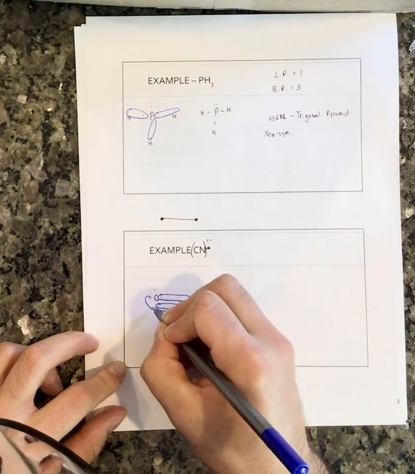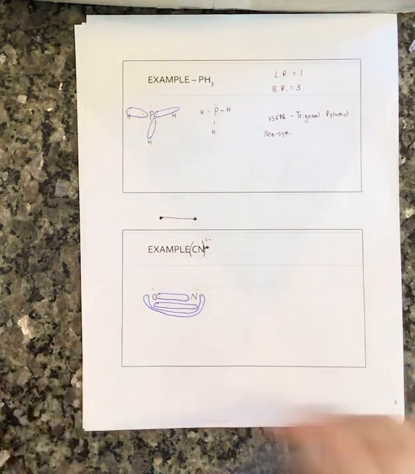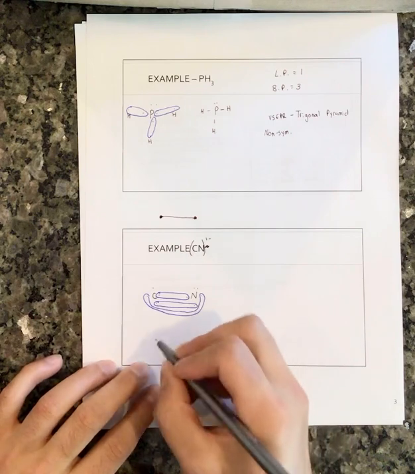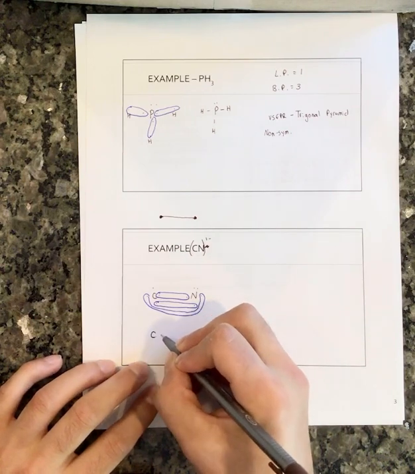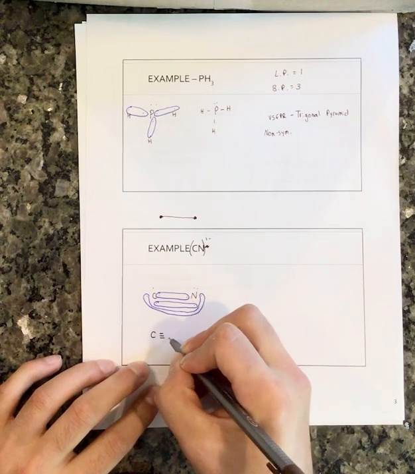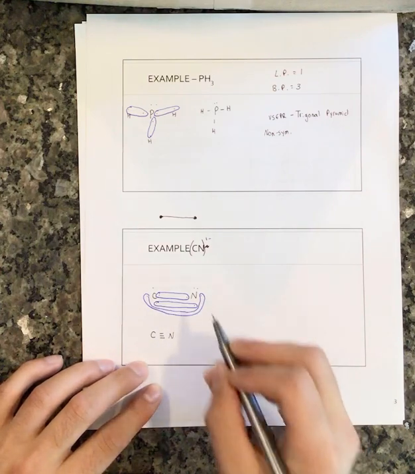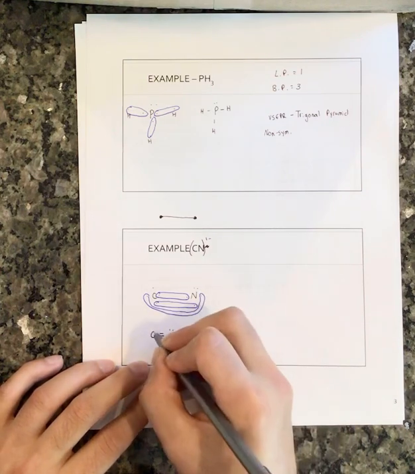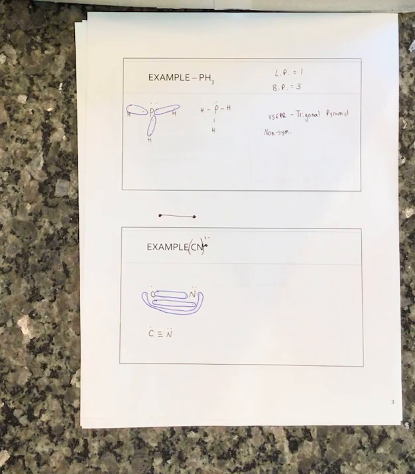Now, because we have 3 bonds going between each other, we have something that we call a triple bond. So I'm going to have carbon, 1, 2, 3, to nitrogen there. Okay, I need 2 electrons on my nitrogen, and I need 1 electron on my carbon.